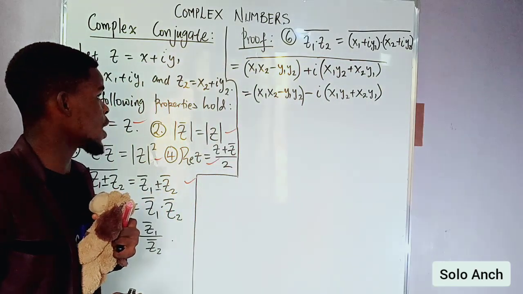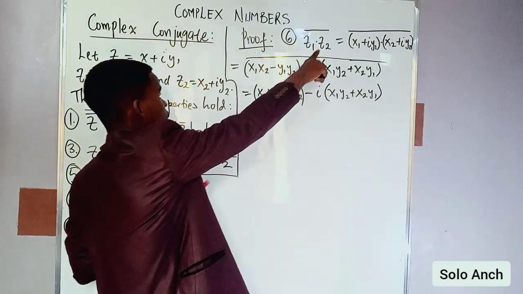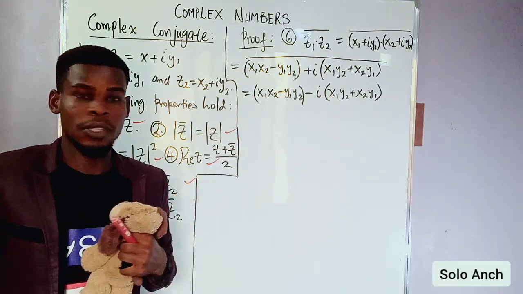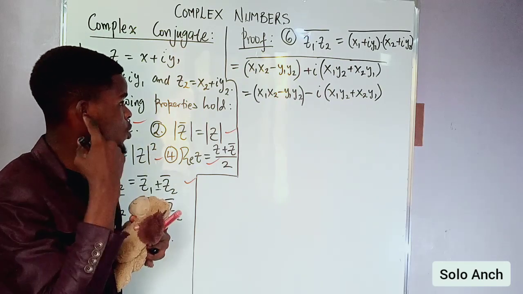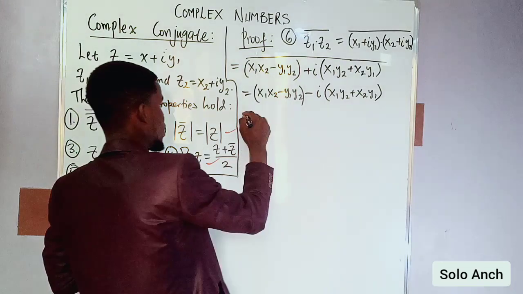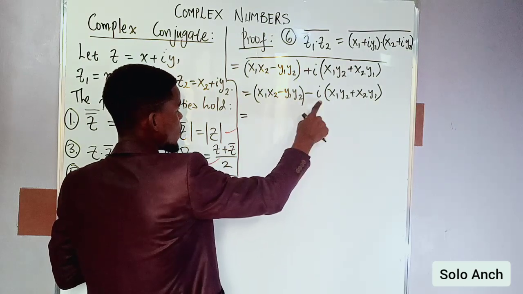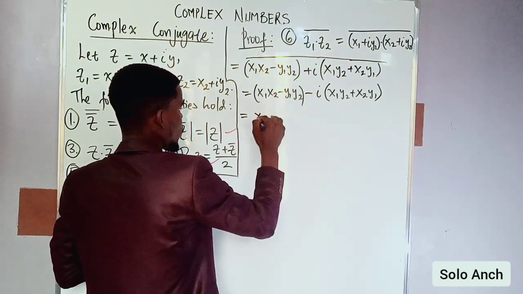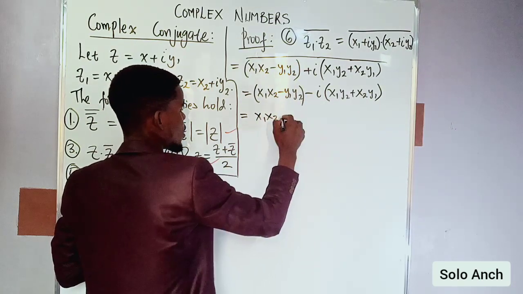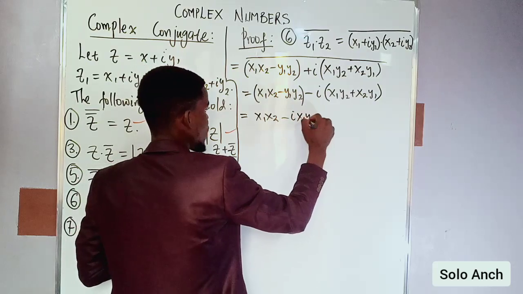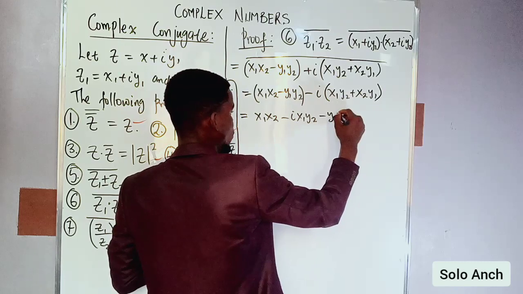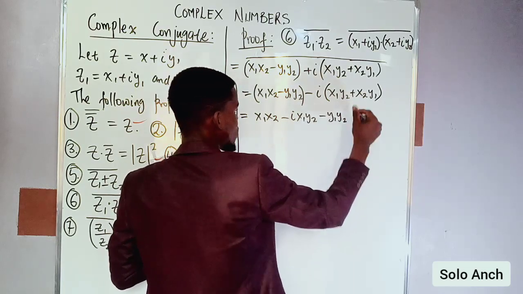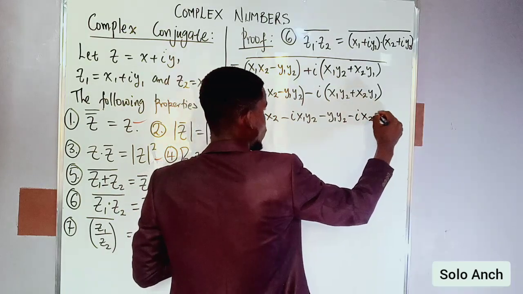Then the next thing is to try to show that that will be the same thing as the product of the conjugates of each of those complex numbers. Well, we can continue and see how well we go. So this is what I'm going to do. I'm going to take this term and this first term together. That will be x1 x2 minus i x1 y2. Then we're going to take the second term, minus y1 y2 minus i x2 y1.